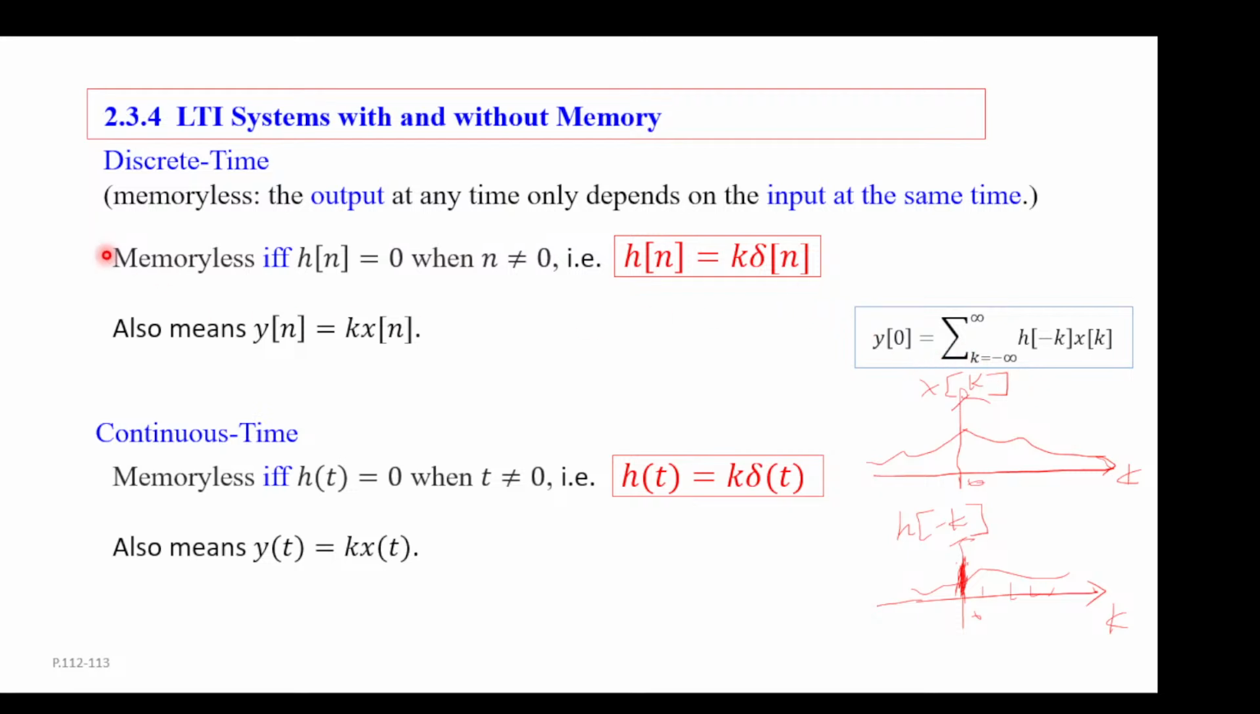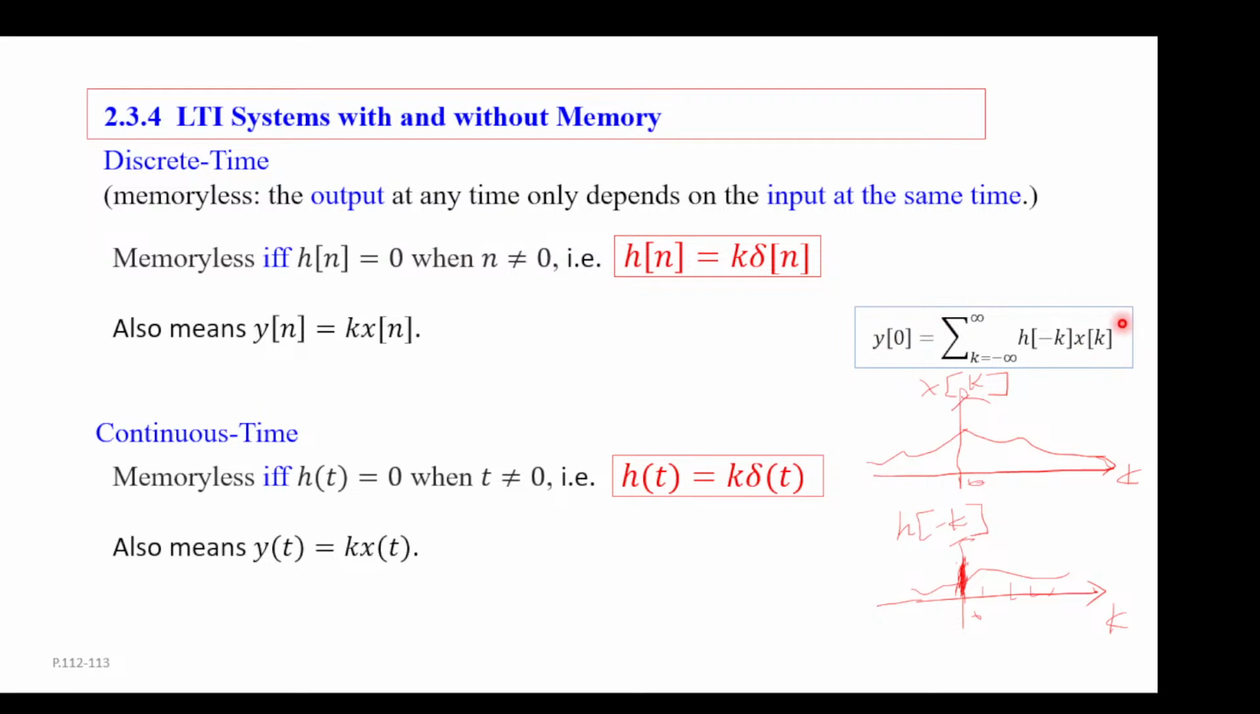So we think about what y of 0 should be. Okay. So y of 0 should only depend on x of 0. But when you write down the convolution, y of 0 should be the summation over k from minus infinity to plus infinity of h of minus k, x of k.